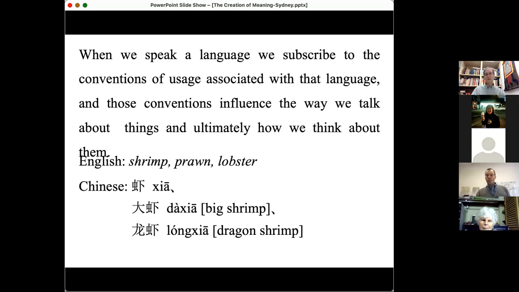So when I was a kid growing up in the US, I knew about shrimp, prawn, and lobster as three. My understanding of them was they were three very different animals. They have three very different names, and for us, they're three different concepts. But for the Chinese, when I learned Chinese, they're really just different types of different size xia. So there's xia for shrimp and da xia or big shrimp, and then long xia, dragon shrimp, which just means really big shrimp.